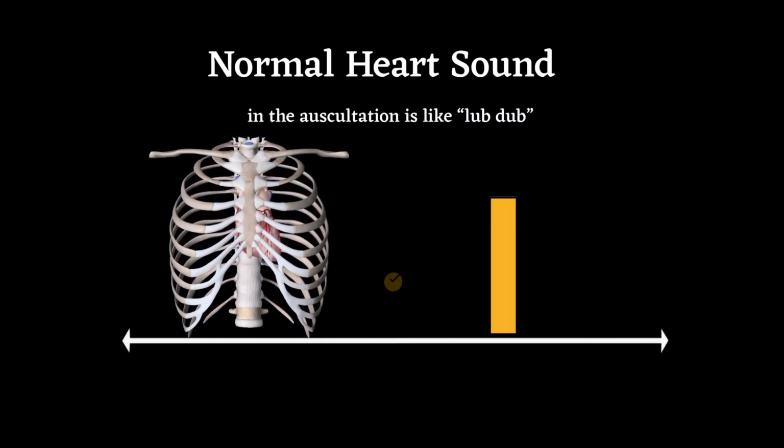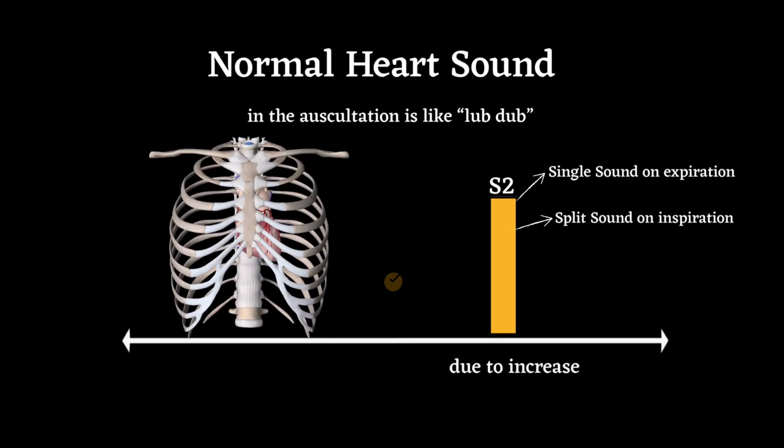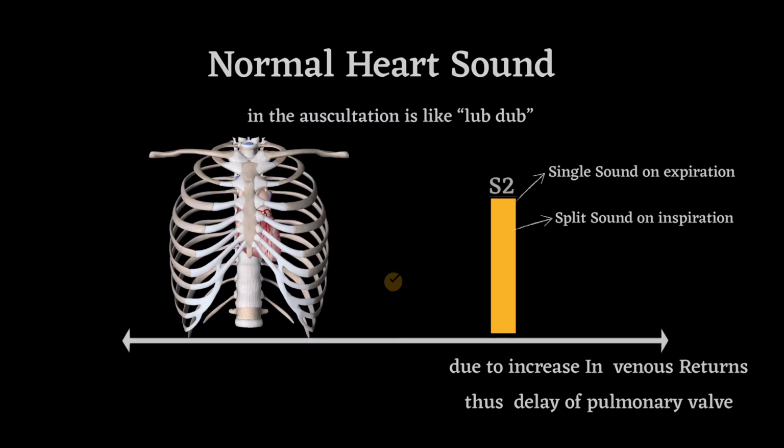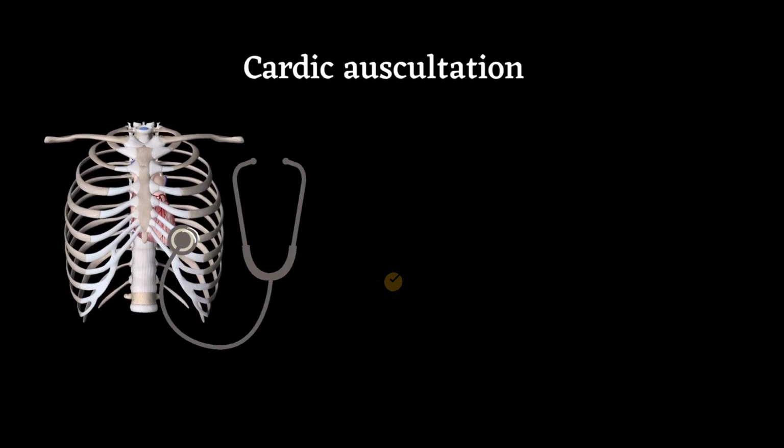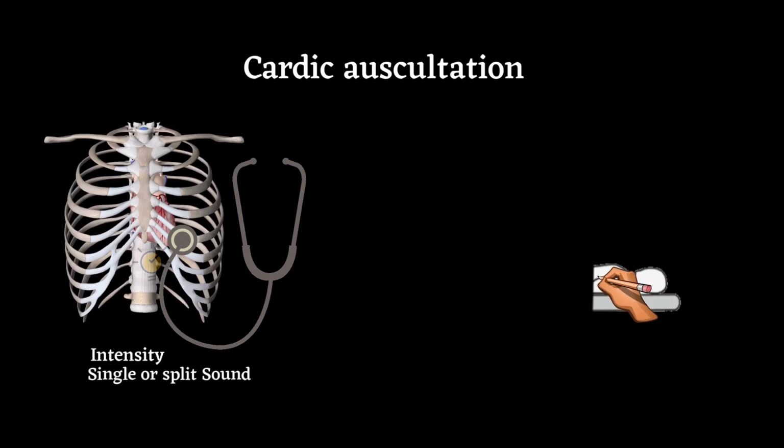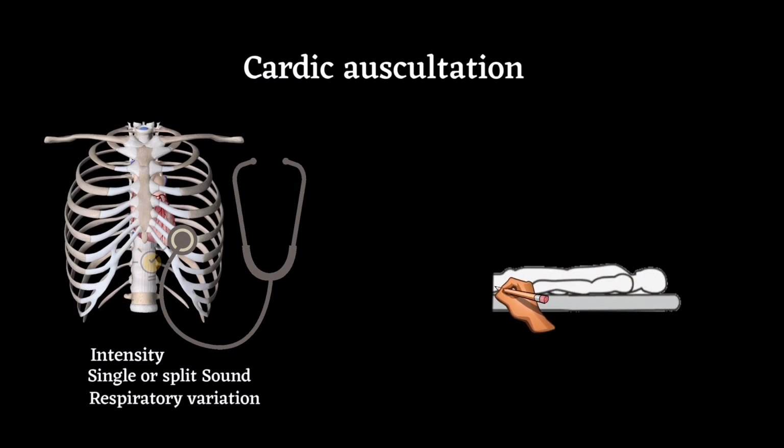The second sound, dub or S2, is caused by the closure of the aortic and pulmonic valves. Its characteristic is a single sound on expiration and split on inspiration, due to increased venous return and thus delay of the pulmonary valve. When listening to the first and second heart sounds with the diaphragm of the stethoscope, note the intensity of each sound, whether it is a single or split sound, and note any respiratory variation.